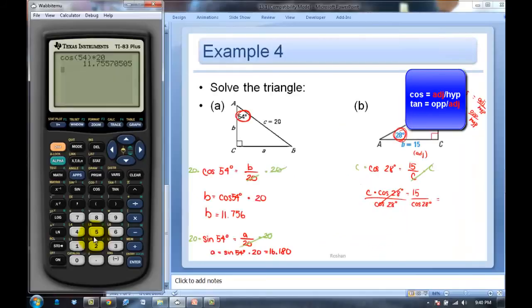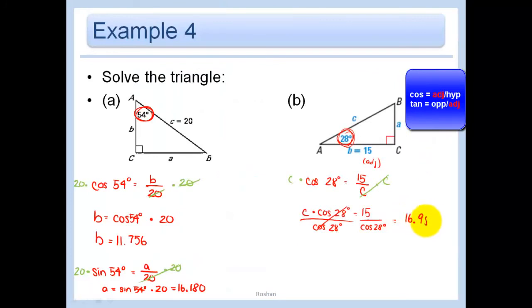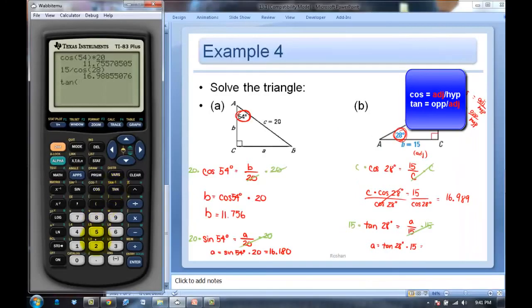and go over to my calculator. 15 over cosine 28, and I'm in degree mode, so I'm good to go, is equal to 16.989. Now to find a, I could use tangent, the other one, tangent 28 degrees is equal to opposite, which is a, over adjacent, which is 15. Multiply both sides by 15, giving us a is equal to tangent of 28 degrees times 15, or 7.976.